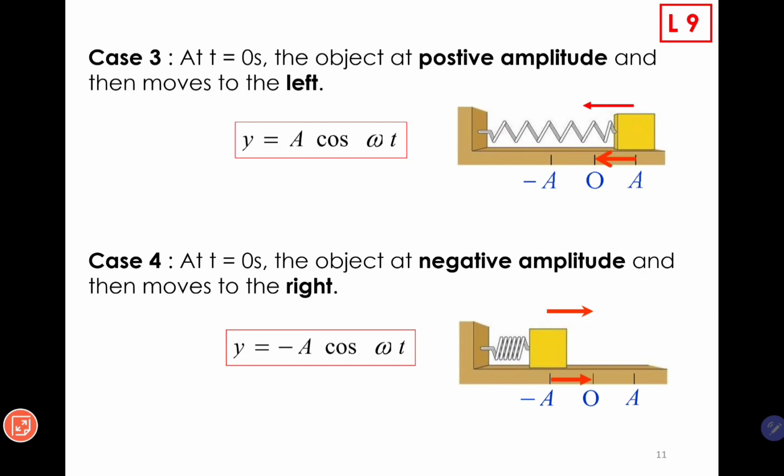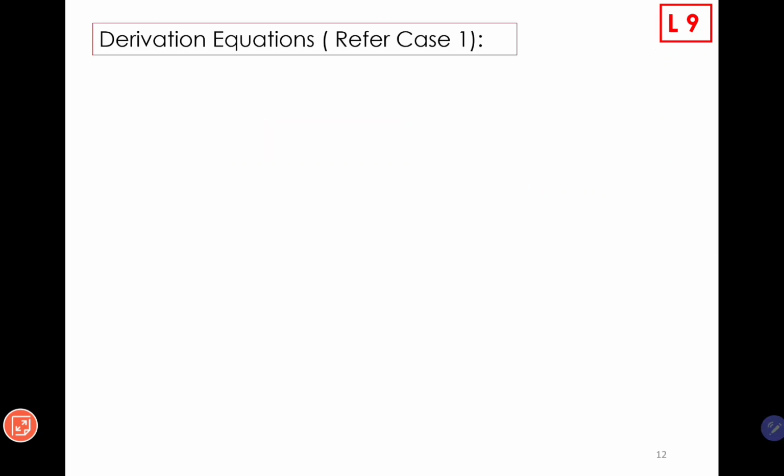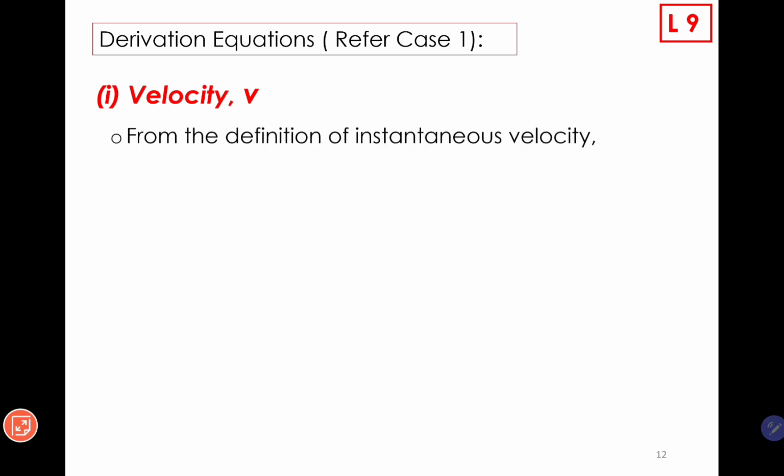Alright, how about the velocity equation? Okay, let's continue with the velocity equation. For the velocity, the symbol is v. As we know, having the displacement, we just differentiate the displacement equation, then you will get v. So dy over dt represents v. So y is the displacement. By differentiating the displacement equation with respect to t, you will get v.